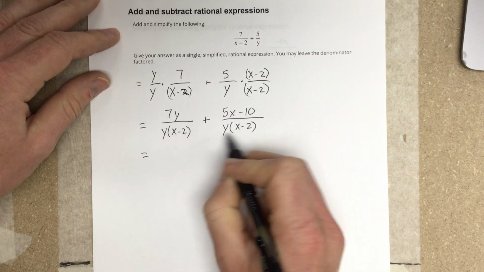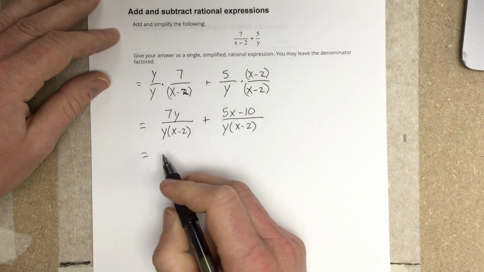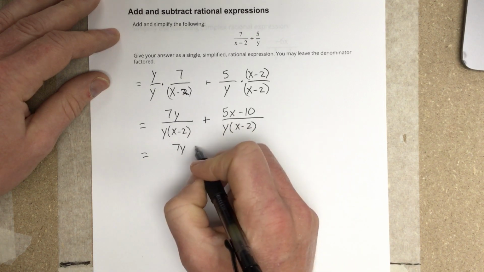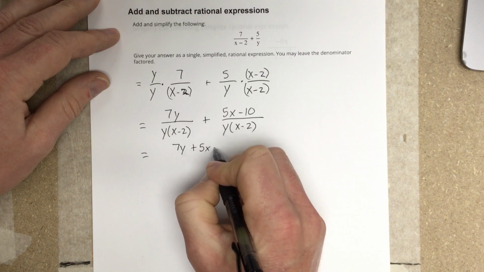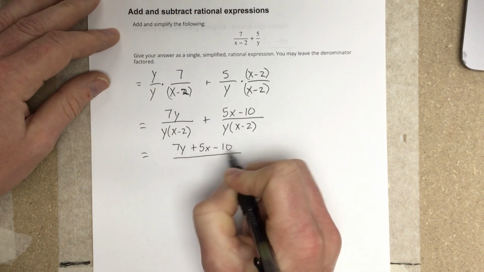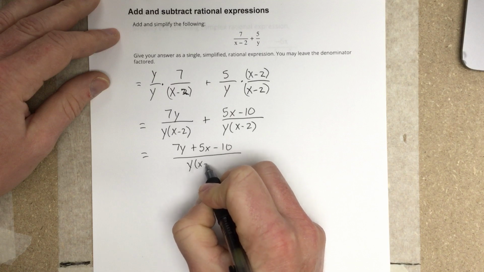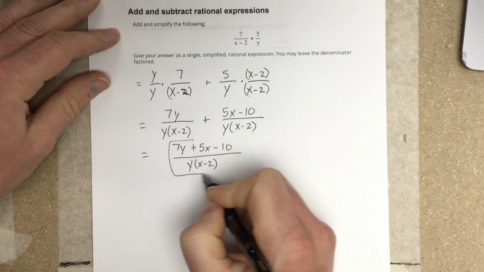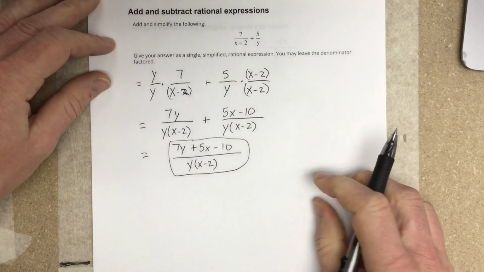Now you notice they have the same denominator, so when I combine these together, I can write this as 7y, distribute the positive, which doesn't change anything, so 7y plus 5x minus 10 over y times x minus 2. And this would be our solution to this addition of rational expressions.